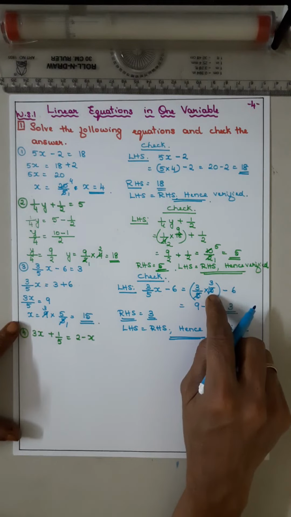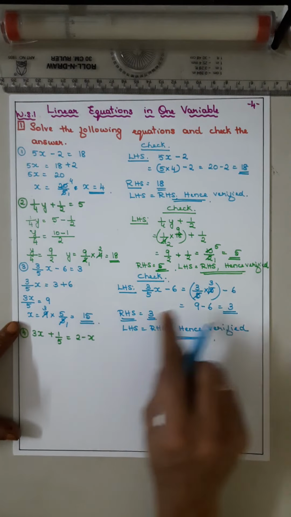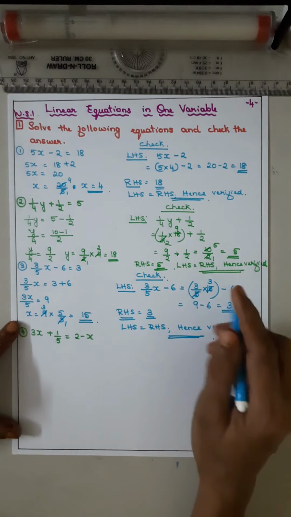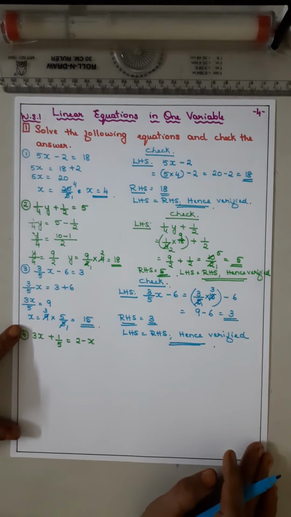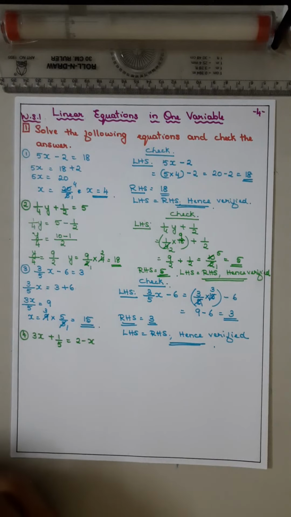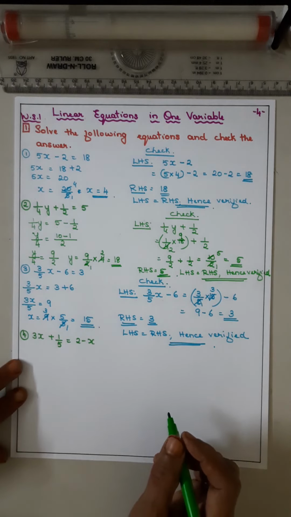Sorry, here I had written 5. Actually, the value is 15. That is why 5 1s are 5, 3 5s are 15. Is it clear? Please take care while putting the values and all. Okay, now coming to the fourth sum.